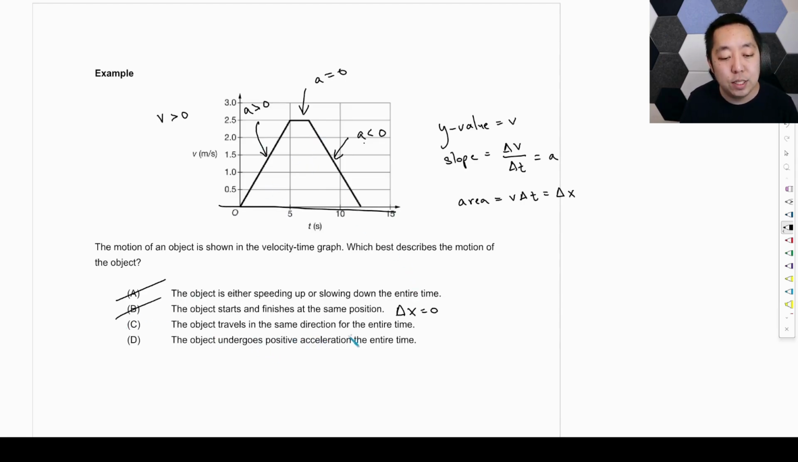The object travels in the same direction for the entire time. Well, the direction is based on the sign of the velocity, and the velocity is positive the whole time. That one is true, but let's eliminate D. The object undergoes positive acceleration the entire time. We can definitely see that's not true because we have negative acceleration during this time. So it is C in that case.